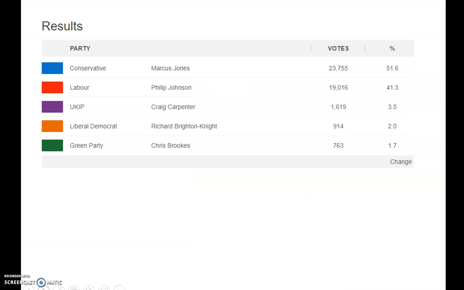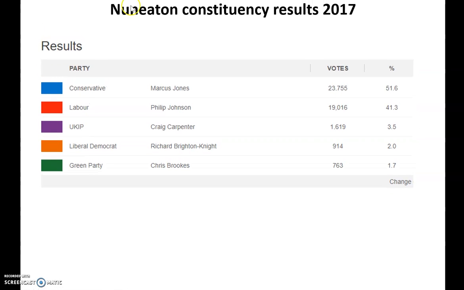Okay, so this is the results in 2017 in Nuneaton. Now, yes, I should have perhaps put the 2019 ones on really, but anyway, it kind of makes the point. So we can see here that Marcus Jones got 23,755, Labour's Phil Johnson 19,016, Craig Carpenter 1,619, etc. Now, Marcus Jones did actually get an absolute majority, 51.6% of the vote.